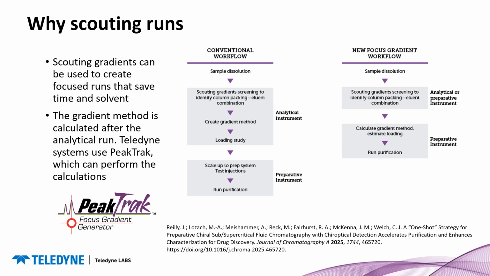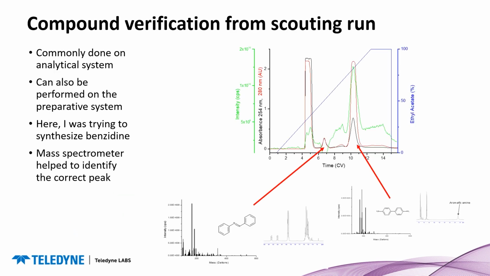The most common workflow used today is depicted as the conventional workflow on this slide, and is described in the reference on this slide. The focus gradient workflow decreases the number of steps. The gradient or isocratic method is calculated using peak track software on the preparative system. While this isn't exactly a scouting gradient, this example shows some of the data from a scouting run. The mass spectrometer allowed positive determination of the benzidine peak that eluted a bit later.